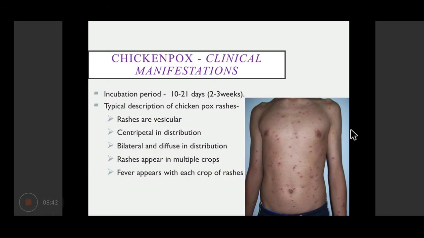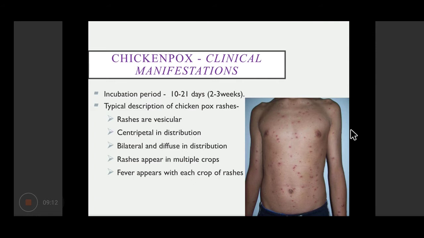Typically, the incubation period is approximately 2 to 3 weeks, and the rashes that appear in chickenpox are vesicular in nature. Vesicular means they are small fluid-filled lesions that sometimes appear like dewdrops on the skin. The distribution is centripetal. That means it involves the central part of the body, that is the trunk and the neck and the face, and limbs are relatively less involved.